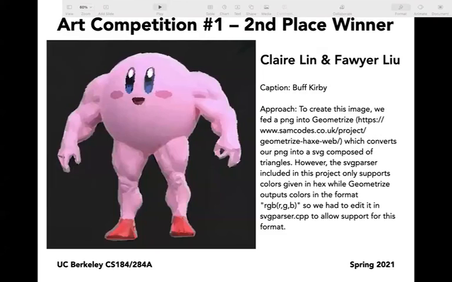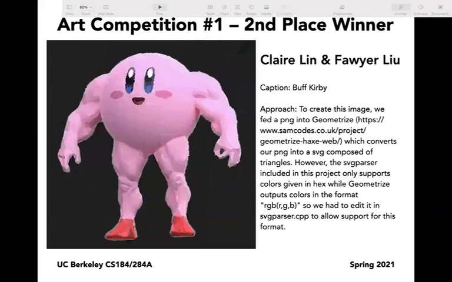And then in second place, Buff Kirby by Claire and Fire. A really, really fun image to look at. They took a PNG, turned it into triangles, and then rendered it. Really cool and really nice work.